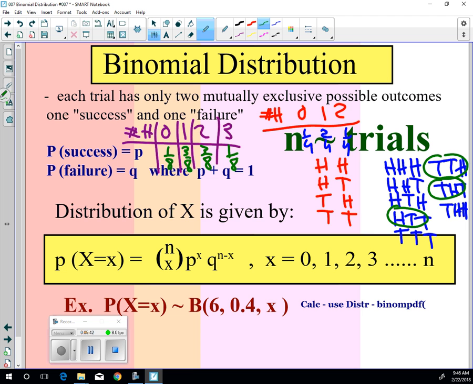What do you notice all these add up to? 1. And Will notices something else. This 1, 3, 3, 1 looks familiar to me. This 1, 2, 1 looks familiar to me. Pascal's triangle, 1, 1, 1, 1, 2, 1, 3, 3, 1. What if we had 4 coins? Let's not do the probabilities. What's it going to be? 1, 4, 6, 4, 1 over what will all of these be?